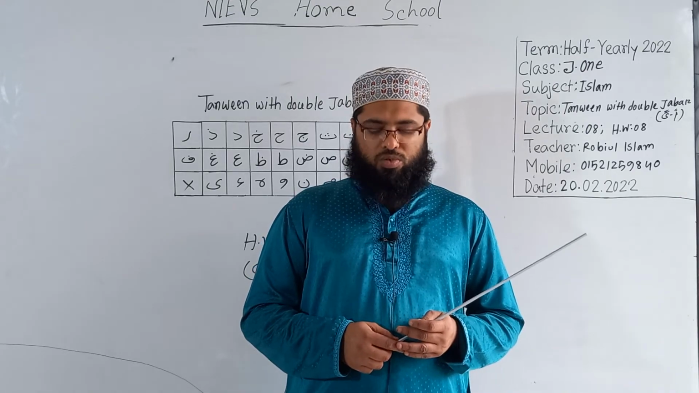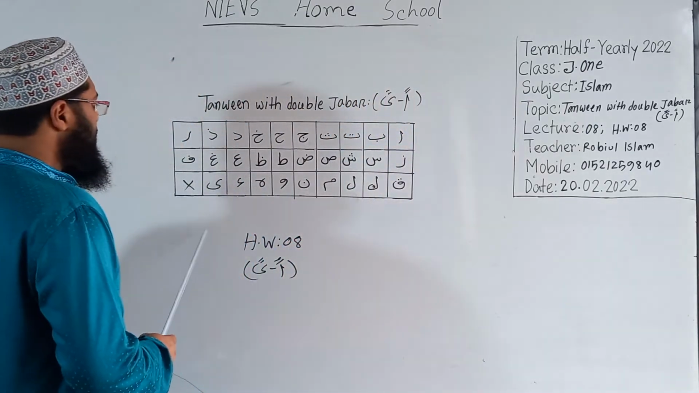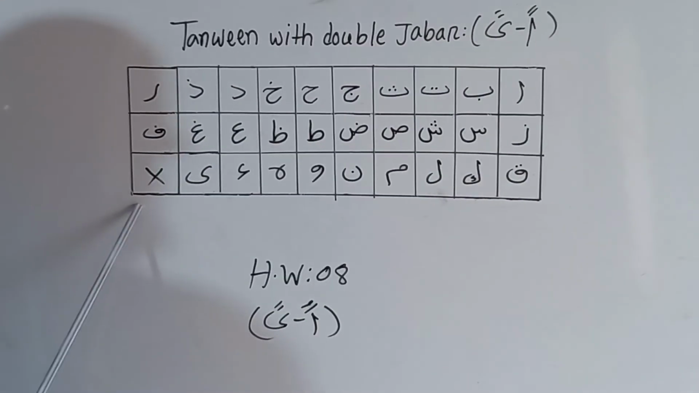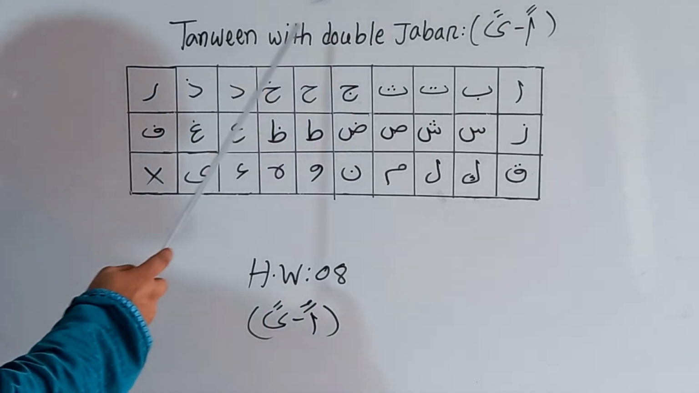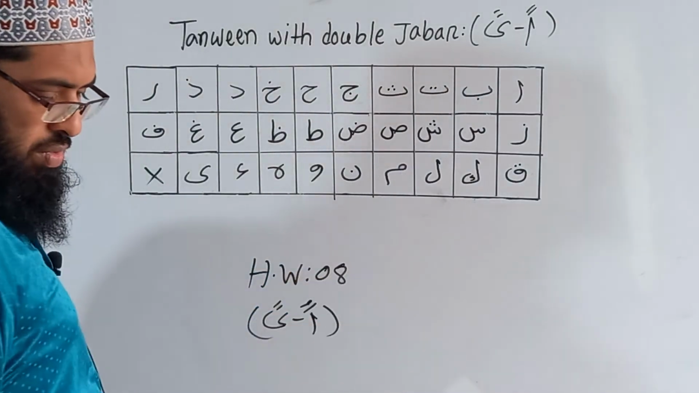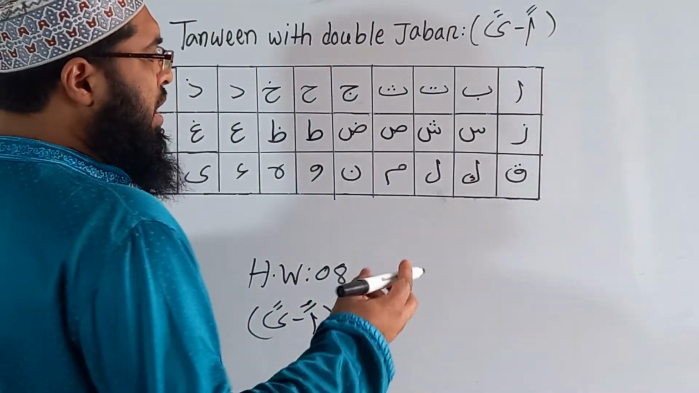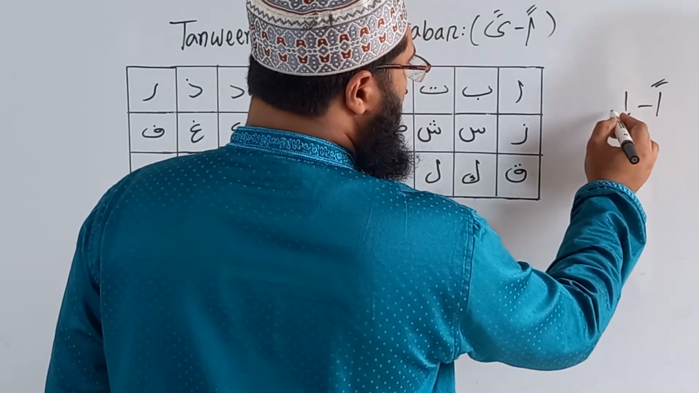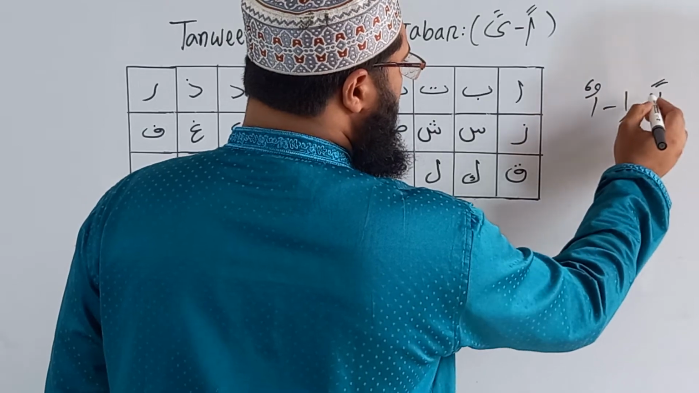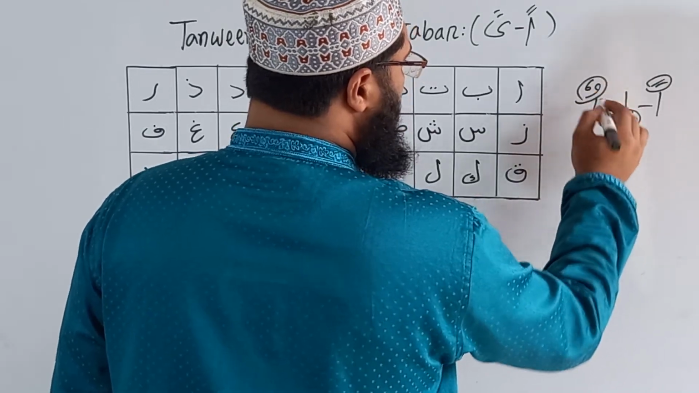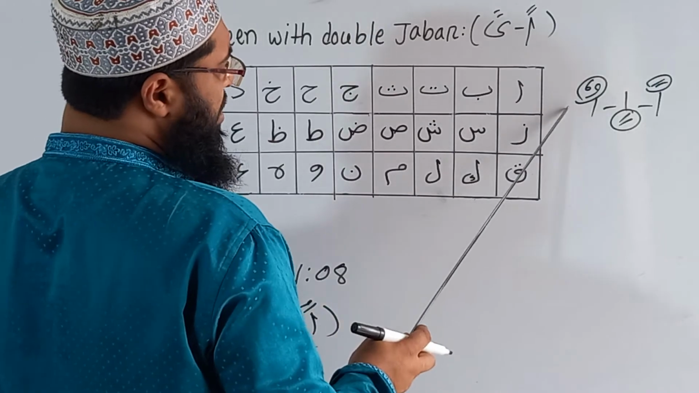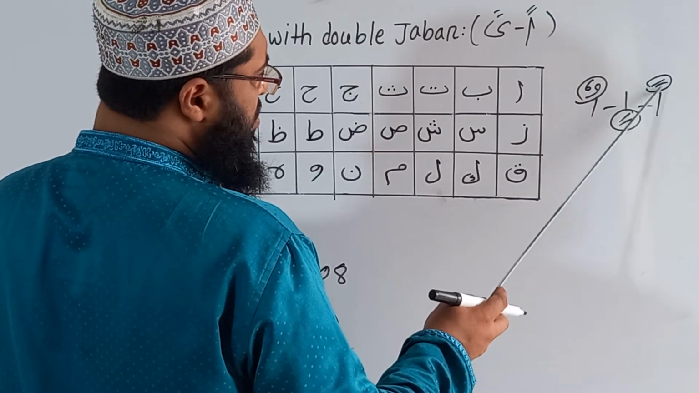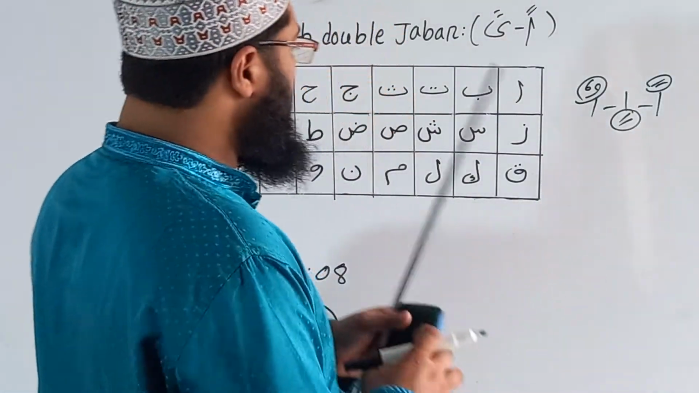At first look at the board. Here I have written 29 Arabic alphabets or letters. Now we will learn Tanween with double Jabar from Alif to Ya. We will know that double Jabar, double Zir and double pesh are called Tanween. Today we will learn Tanween with double Jabar. That means Hamza dui Jabar an.